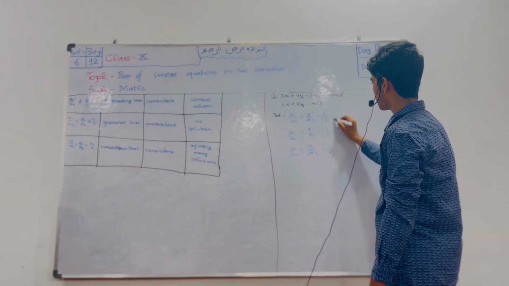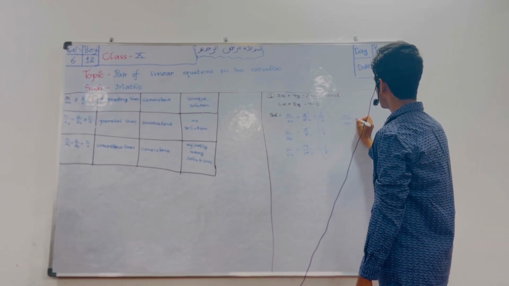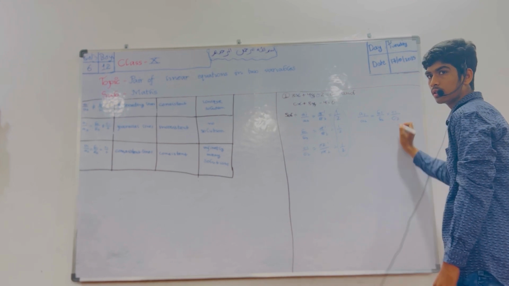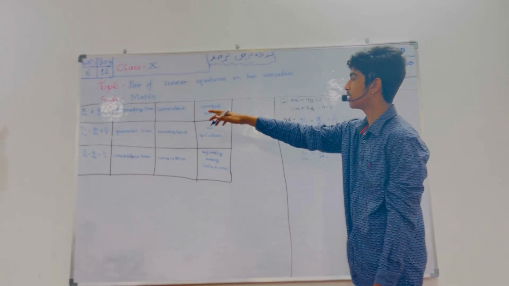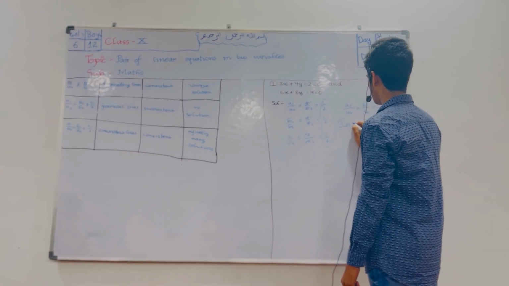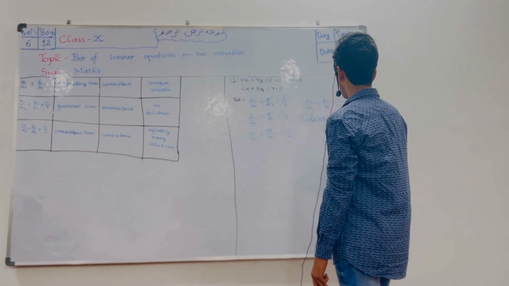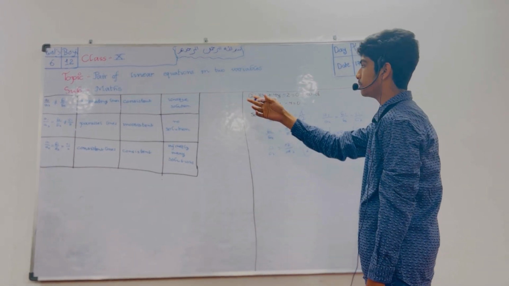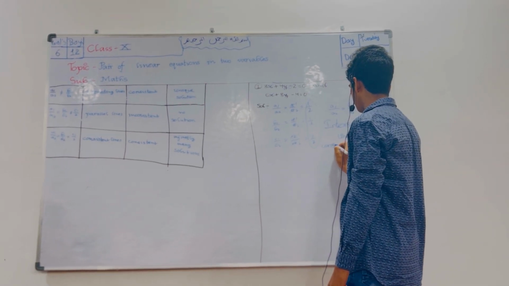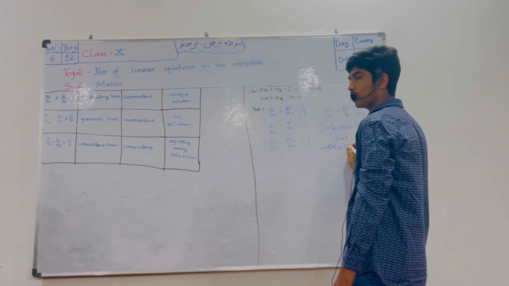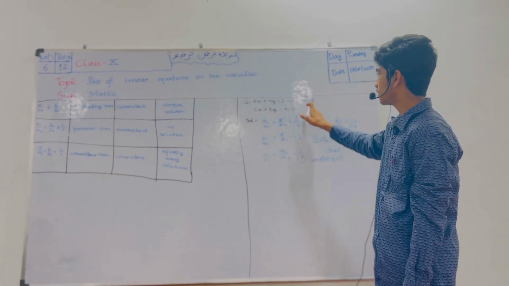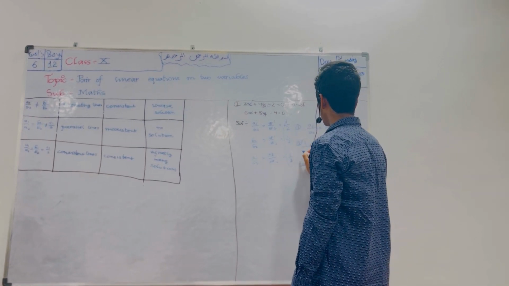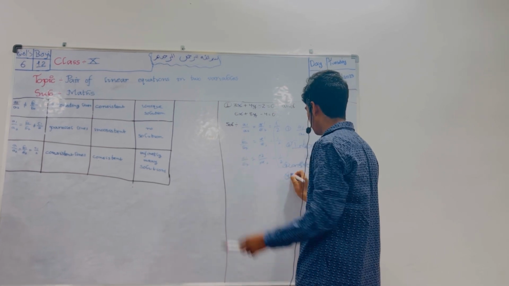Here the three values are the same, which means a1 by a2 is equal to b1 by b2 is equal to c1 by c2. It means the lines are coincident lines. In coincident lines, it means it is consistent. Consistent has infinite solutions. This is the first condition, second, third, and the last one is infinite solutions.